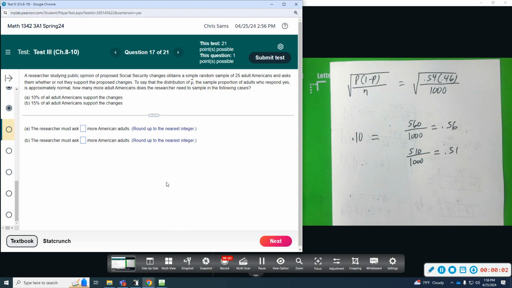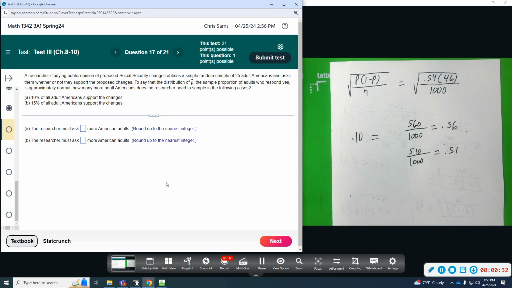Number 17, a researcher studying public opinion on proposed Social Security changes obtains a simple random sample of 25 adult Americans and asks them whether or not they support the proposed changes. To say that the distribution of p-hat, the sample proportion of adults who respond yes, is approximately normal, how many more adult Americans does the researcher need to sample in each of the following cases?